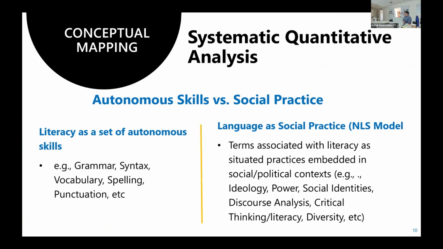We created two buckets of terminology. Bucket 1 on the left, with terms associated with the autonomous model, like grammar, syntax, spelling, punctuation, etc. And bucket 2 on the right, with terms associated with social practice: discourse, critical thinking, diversity, ideology, etc. We used NLP to systematically identify and quantify these terms. We track the autonomous skills and also the social skills.